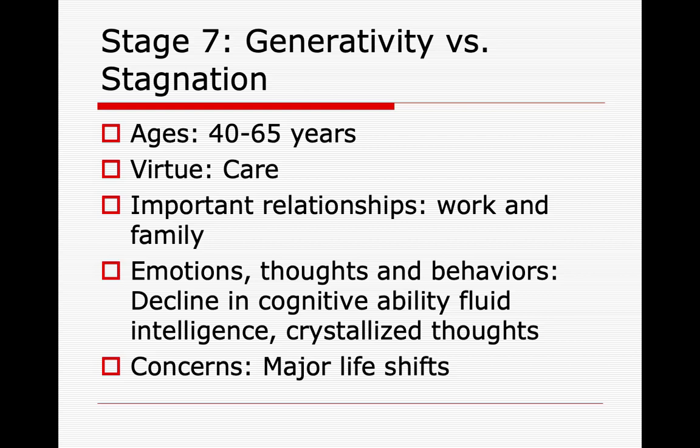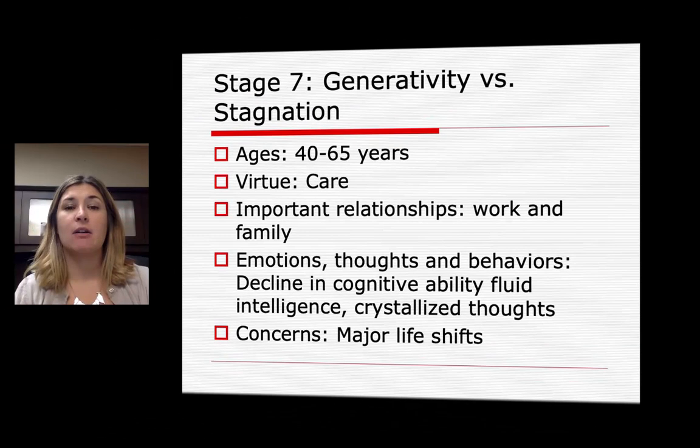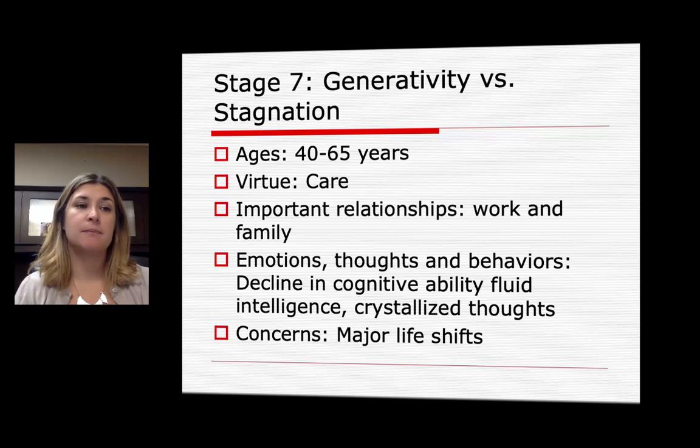Fluid intelligence is the ability to deal with new problems and situations, and crystallized thought is the storage of information, skills, and strategies that people acquire through experience. A concern for this stage is there may be major life shifts like losing a job, having small children, changing career. This is where these life stages can bring about coping through alcohol or drugs.